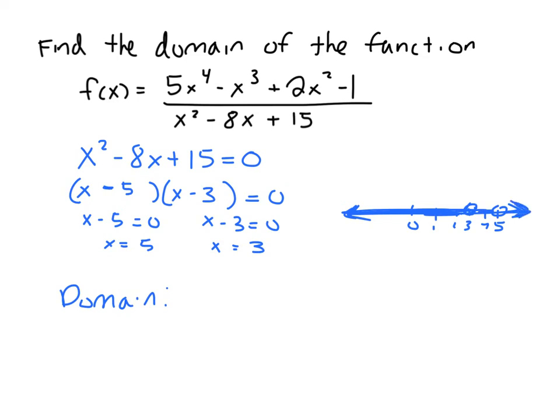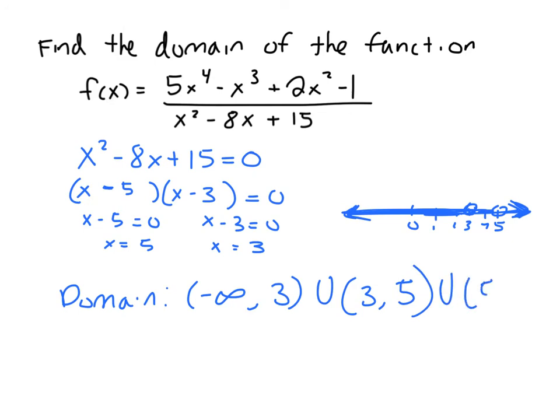Alright, so let's go ahead and write that in interval notation. So this would be negative infinity to 3, 3 to 5, 5 to infinity. Okay, remember this soft parentheses is basically excluding 3 and 5.